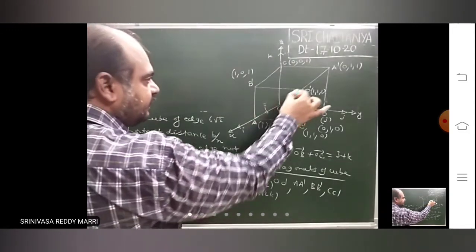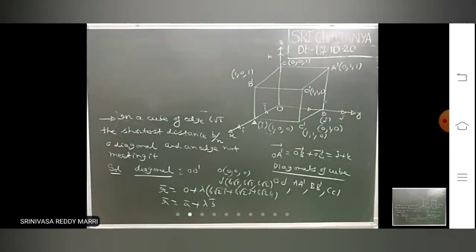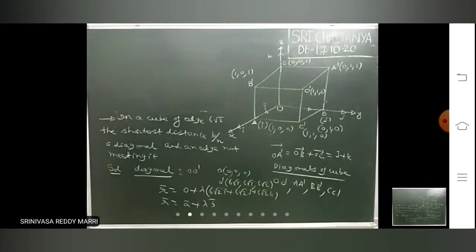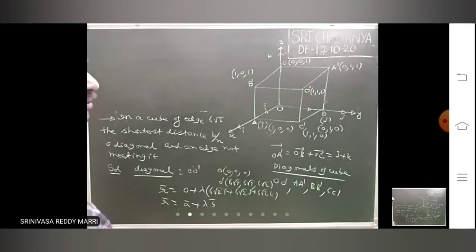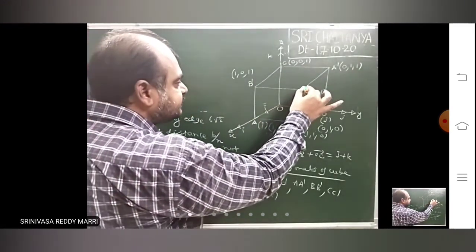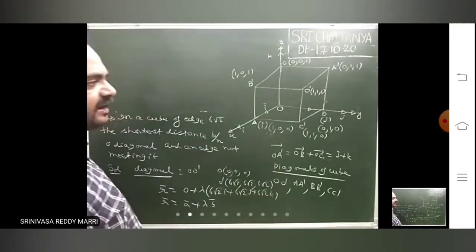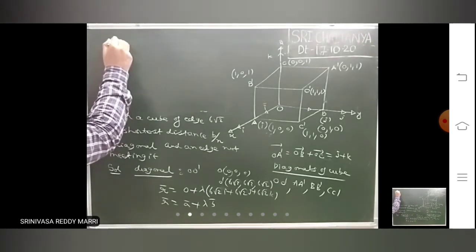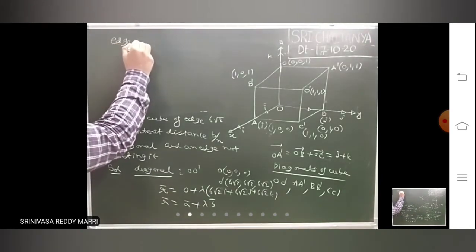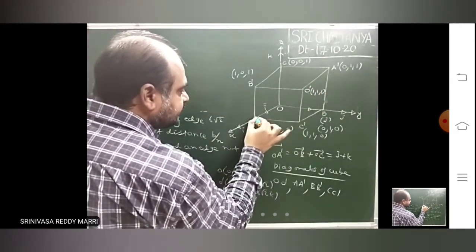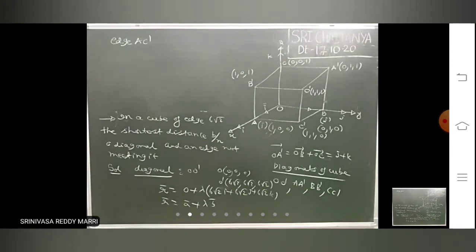O' is one line, and any edge of the cube which is not intersecting O', you take any edge. O' is there. This edge OB will intersect, not that edge. I am taking AC'. Look at AC', an edge not intersecting. This edge is not intersecting that line. So I am taking AC'.